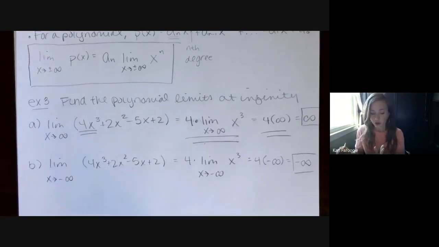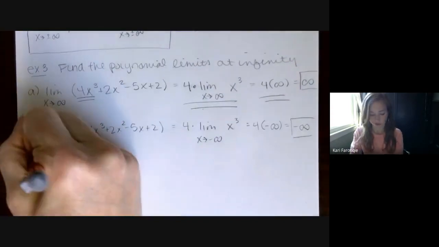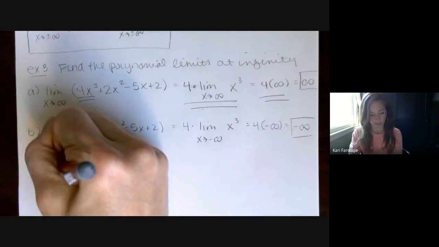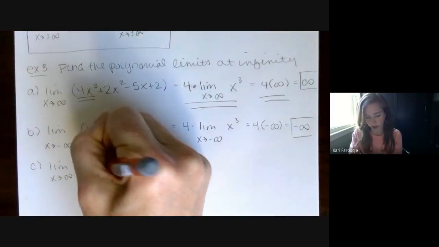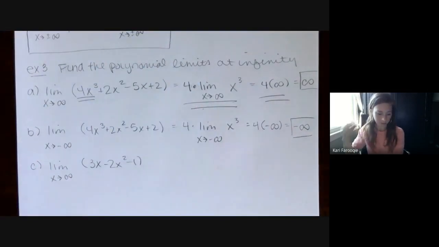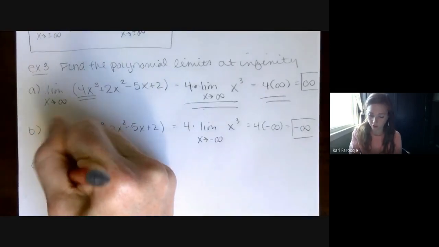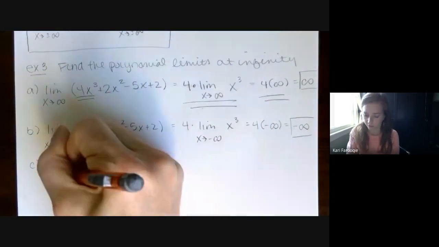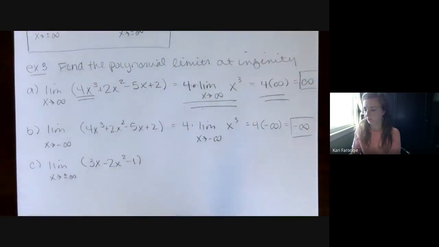Okay, let's do one more. I don't want them to be super straightforward. I'll give you one that's slightly trickier. This is the limit as x approaches infinity of 3x minus 2x squared minus 1. You know what, let's turn this into we'll do both of them. We'll do the plus and the minus version. Because I think it's a good idea.